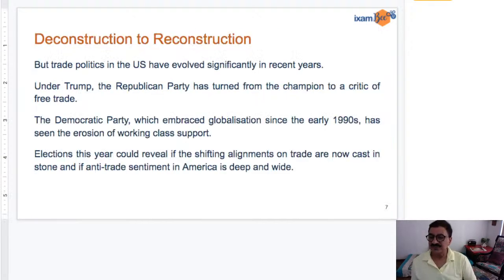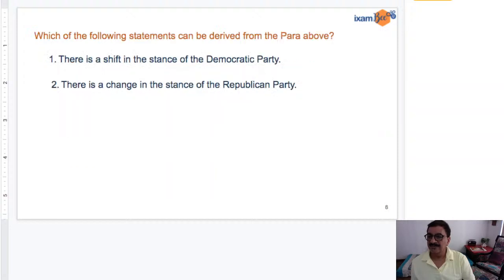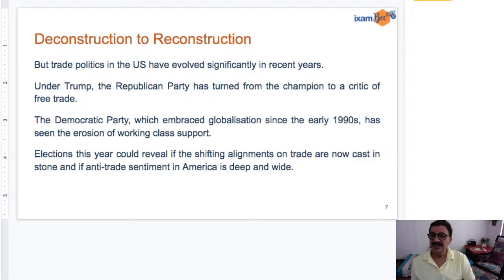So there is a shift in the stance of the Democratic Party. Is this correct? Lina says no, sir. Right, Lina? Is it no? Anybody else? What did the para say? Let's go back to the para and understand. The Democratic Party, which embraced globalization since the early 90s, has seen the erosion of working class support.